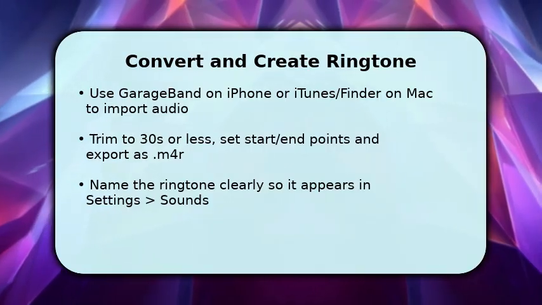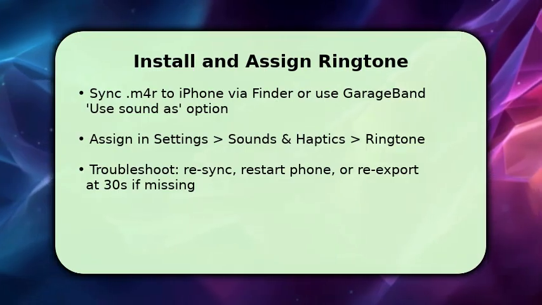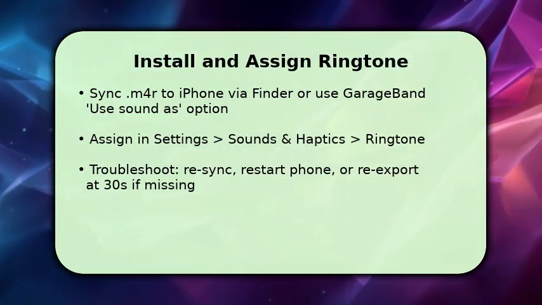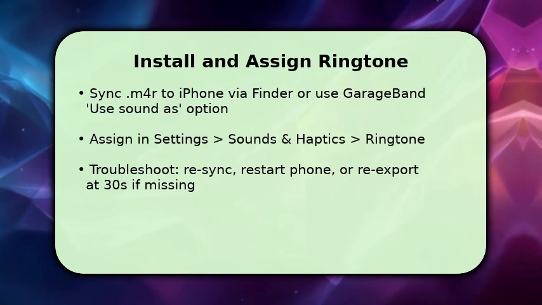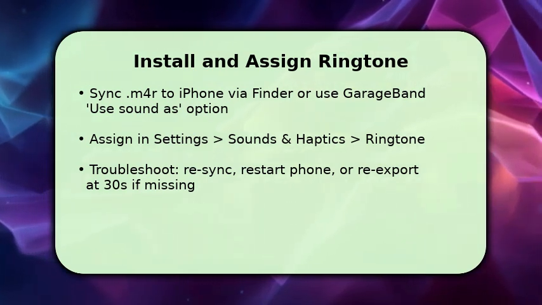Finally, get the M4R onto your iPhone and assign it. If you used Finder or iTunes, sync the tones section. If you used GarageBand on device, choose Use Sound As and pick Ringtone. Then open Settings, Sounds and Haptics, Ringtone, and select your new tone.